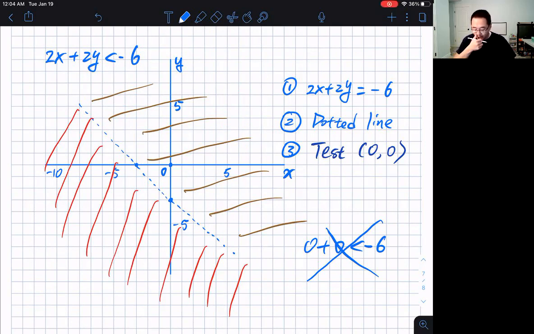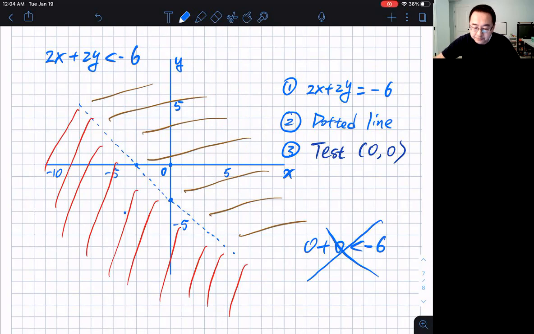So the red side, anything to the left and lower side of this dotted line marked in red, becomes your solution for your inequality. I hope that makes sense. If you want to verify, you can always pick any point on this side, like right here, plug it in, and you'll see that that point does satisfy the inequality. So this is how you solve it.